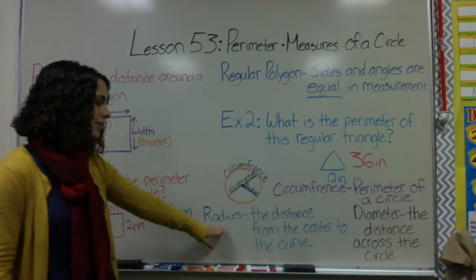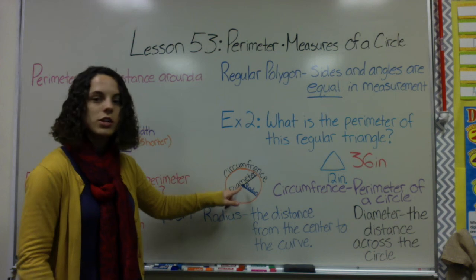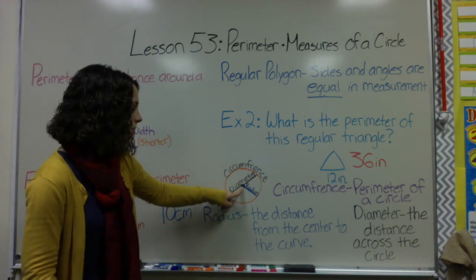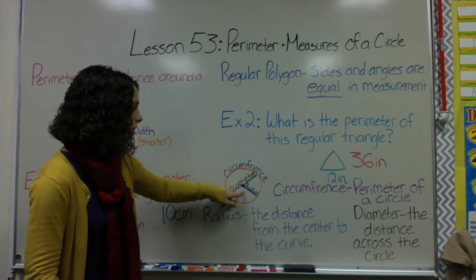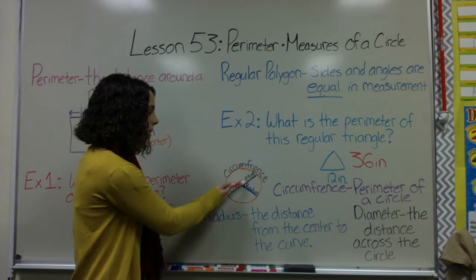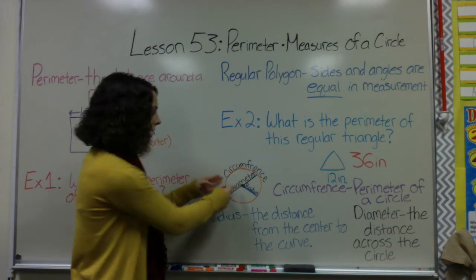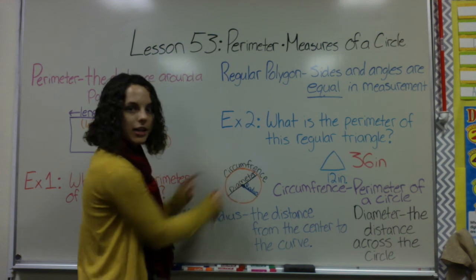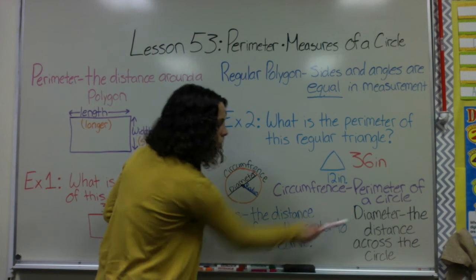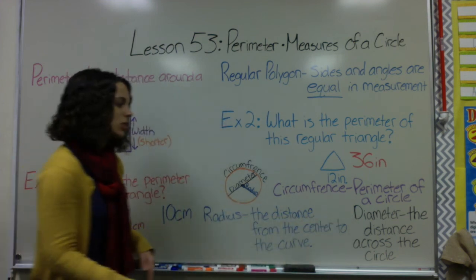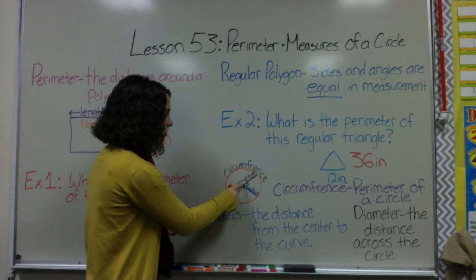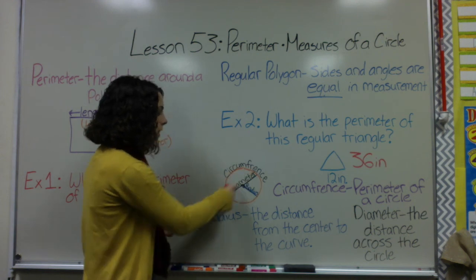Now the radius is the distance from the center of the circle, so it has to be the center, the distance from the very center of the circle to the curve. So it could go this direction, it could go out here, it could go out here. Because it's from the center, it doesn't matter which direction it is. It's half of the length of my circle, basically. Now we also have the diameter, which is the distance across the circle, and it's through the center. I have to go through the center of the circle. I'm going all the way across.